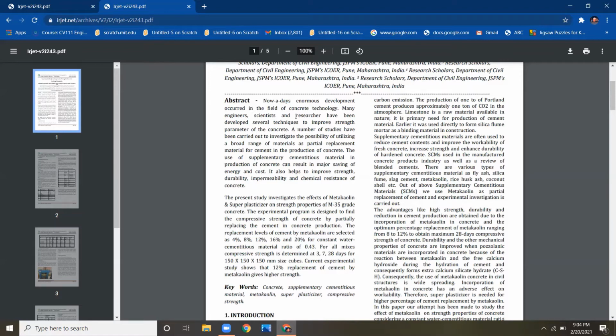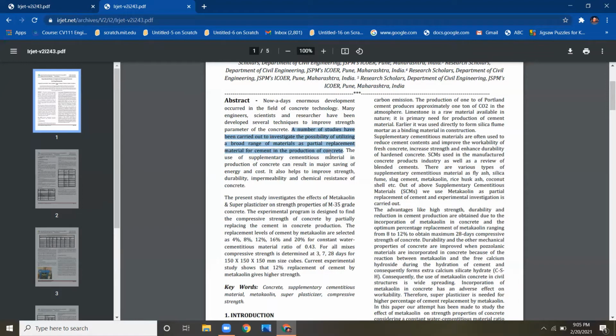For example, if you see the abstract: nowadays enormous development has occurred in the field of concrete technology. Many engineers, scientists and researchers have developed several techniques to improve the strength parameters of concrete. A number of studies have been carried out to investigate the possibility of utilizing a broad range of materials as partial replacement material for cement in the production of concrete. So you will get an idea from here, an idea of what research is going on.